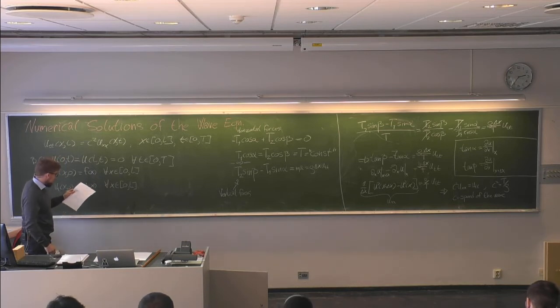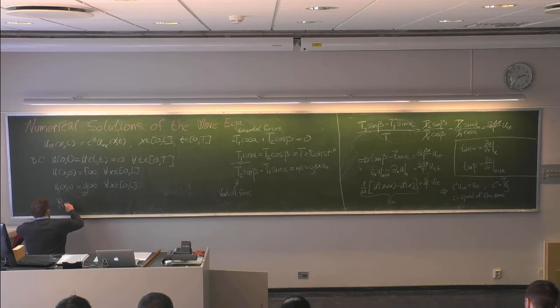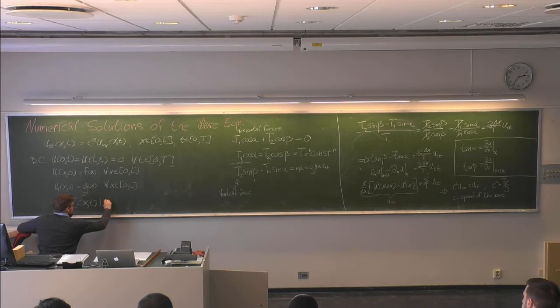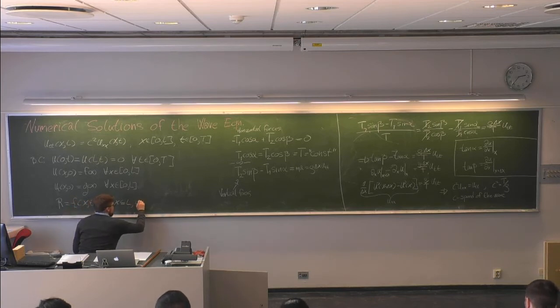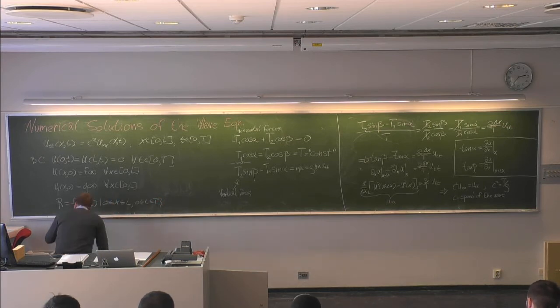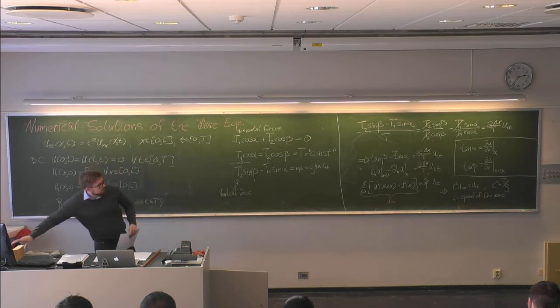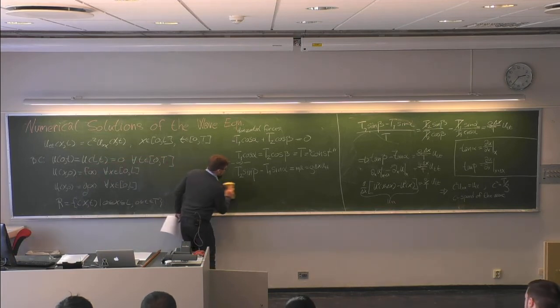And to make this complete, we will also define a region, which is x and t, so time and space, given that x is inside this interval and t is between 0 and T. I'll illustrate how this looks after having some more space.